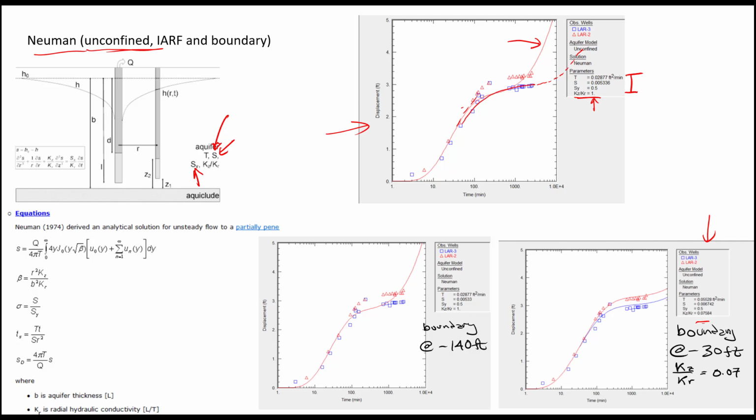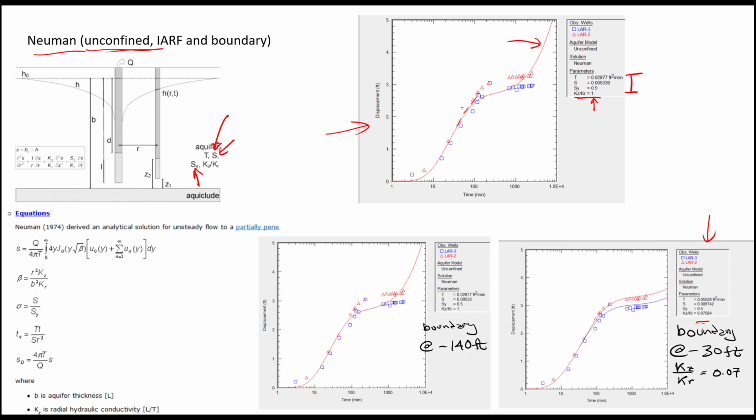But this is going to be an important effect, because remember what we saw in the previous analysis is that this flattening out, we could explain that with a boundary, with the Theis solution. But with a boundary, it's going to flatten out and it's not going to curve back up. But with the release of water from the unconfined aquifer, it does curve back up. Okay, so it seems like we have some aspects that are pretty consistent with what we see.